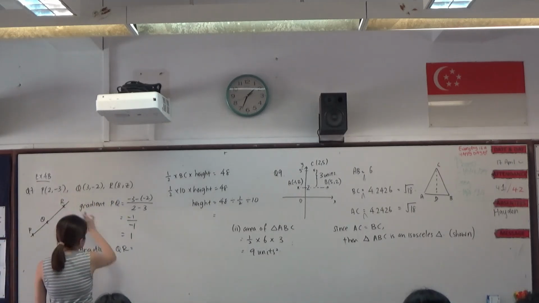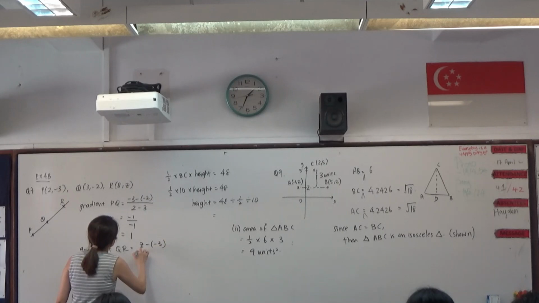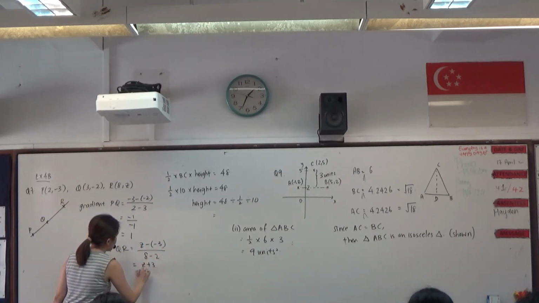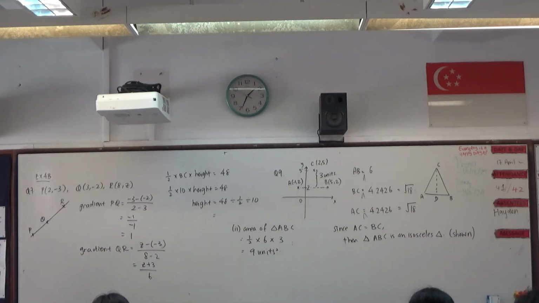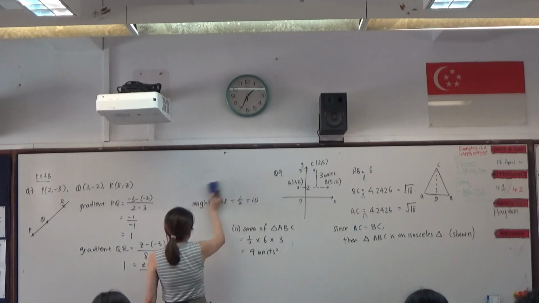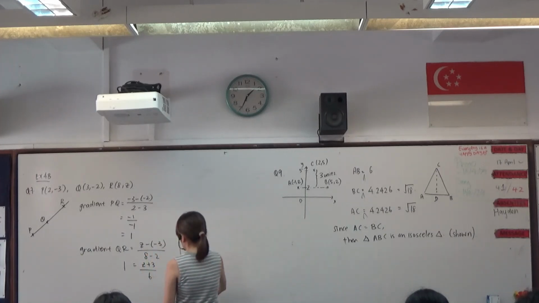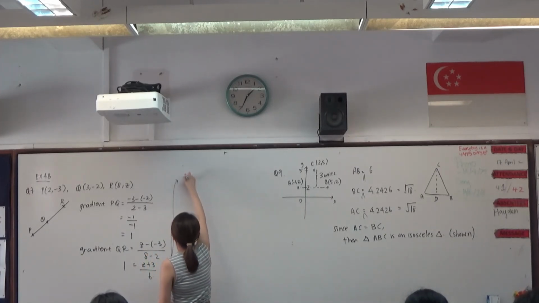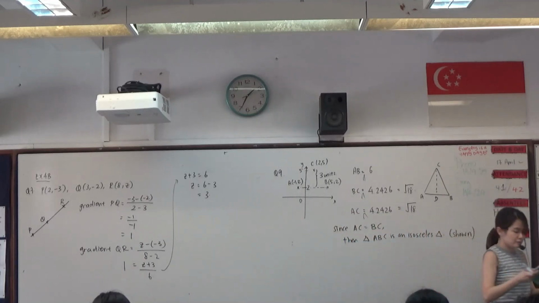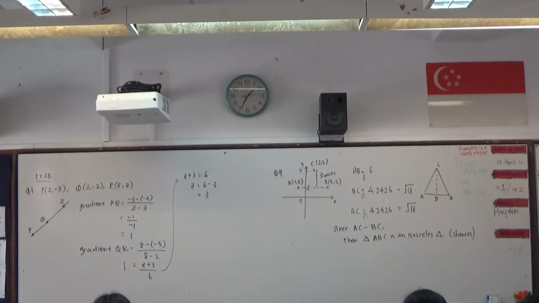So that will be Z minus -3 over 8 minus 2, which simplifies to Z plus 3 over 6. And the gradient is equals to 1 because they are on the same line segment. Okay, so your Z plus 3 will be equals to 6 and then your Z will be equals to 3. Okay, so that's how we find the value of Z for question 7.